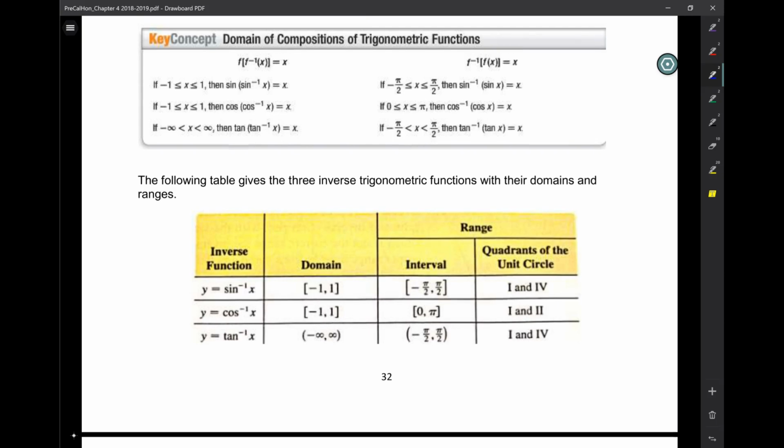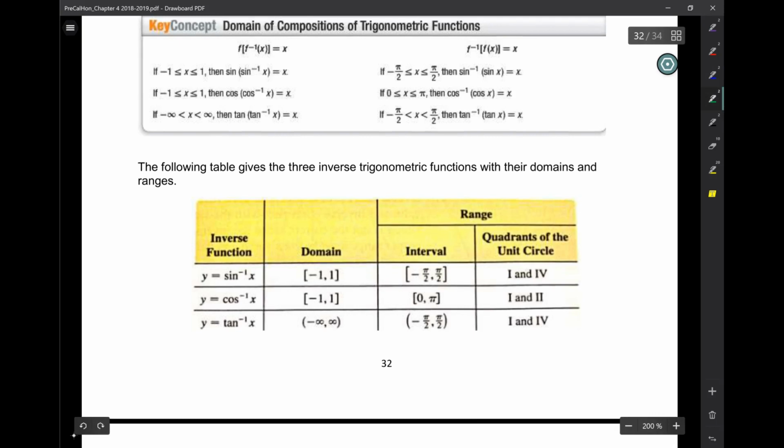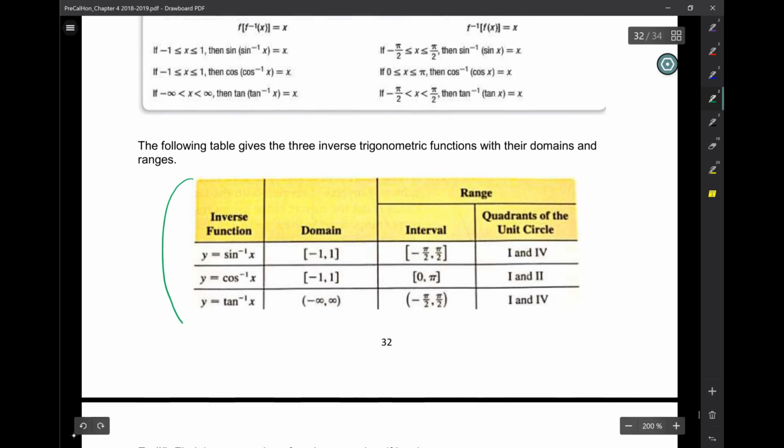If you go to the next page, I like this chart more than the one up there. This is from another book, not from your textbook, because it says the domain and the range here, and it also gives you the quadrants. So here we're looking at these two quadrants, here we're looking at these two quadrants, and here we're looking at those two quadrants again.